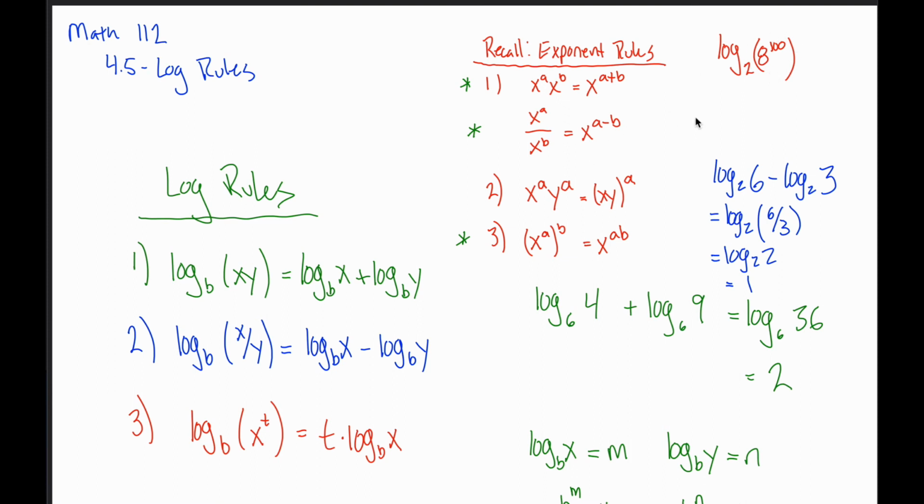But that's okay. This third log rule just says that this is the same as 100 times the log base 2 of 8. And the log base 2 of 8 is just equal to 3 because 2 to the third power equals 8. So this is just equal to 300. Even without knowing what 8 to the 100th power is, I can figure out the log base 2 of that absurdly large number is equal to 300.